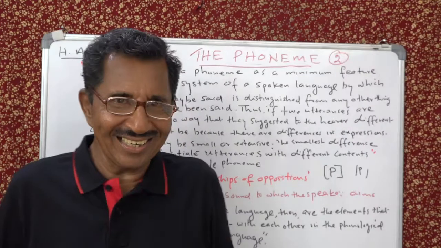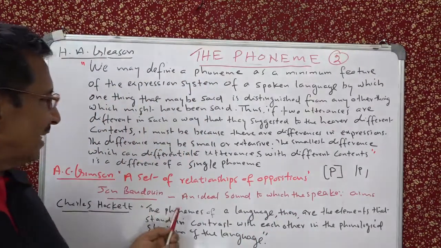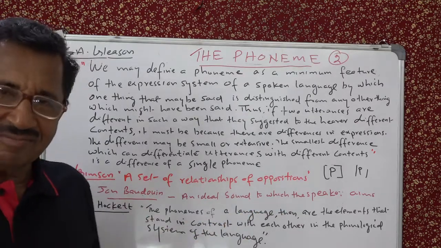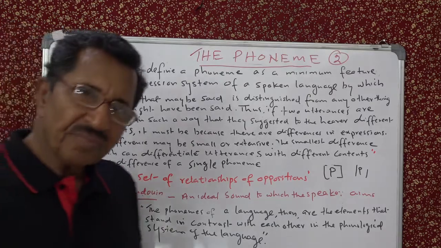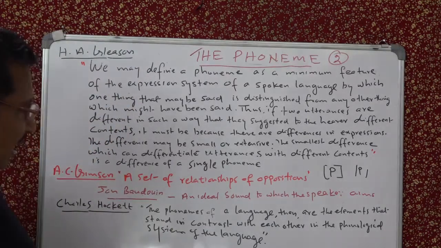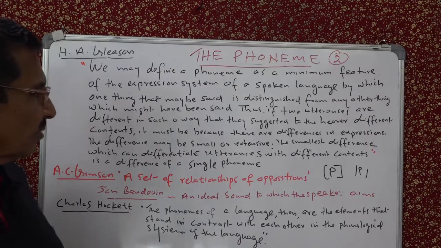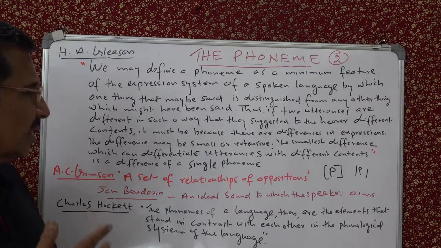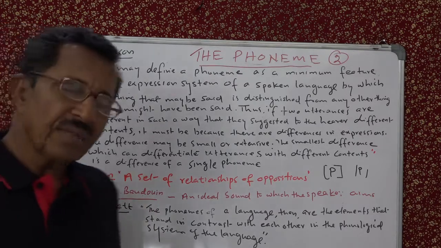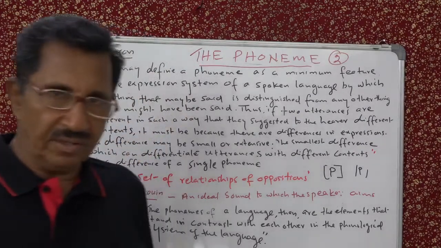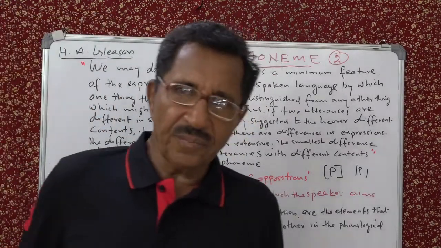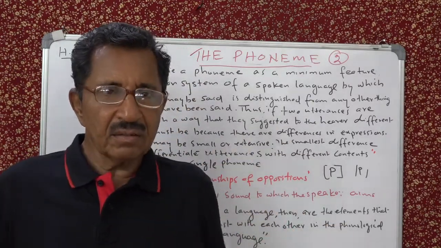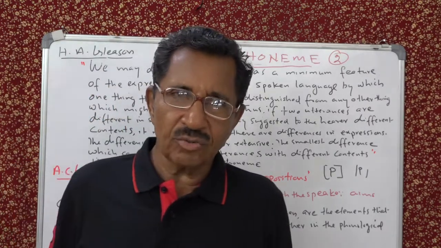See, understand that? So this is, Bodin says, an ideal sound to which the speaker aims, but he never reaches that. So that is also kind of what we said as a definition. And the last one we saw: the phonemes of a language are the elements that stand in contrast with each other in the phonological system of the language. If no contrast, no communication. I hope you understand this. So you can put together what we said in the last class about phoneme and this, and that will then be a standard answer to your question.